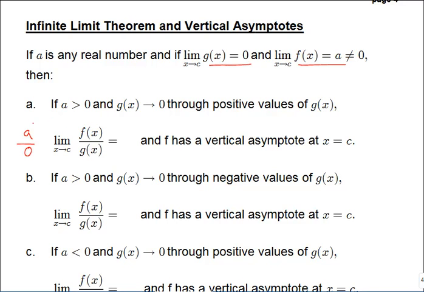Now in this example, we're assuming that a is positive, and we're assuming that g is going to 0 through positive values as well. So look at this little fraction that I've created over here. If we have a positive constant that is not 0 over something that is 0 and going through positives as well, then this is going to go to positive infinity. And we would say that we have a vertical asymptote at this x value c that's making this graph shoot to infinity. So a constant over 0 is going to go to infinity.